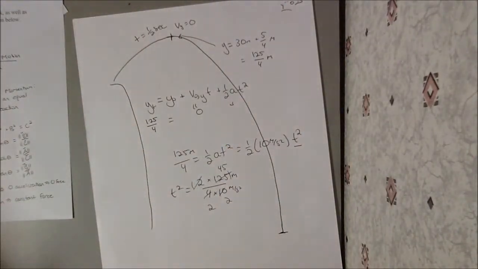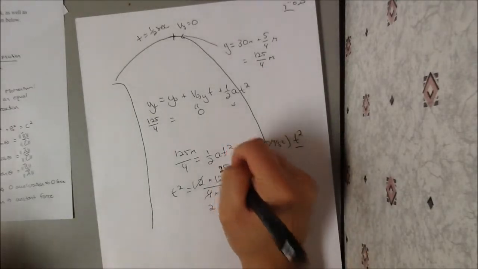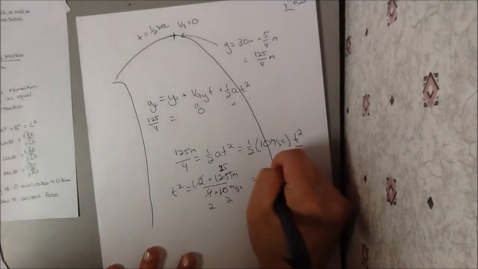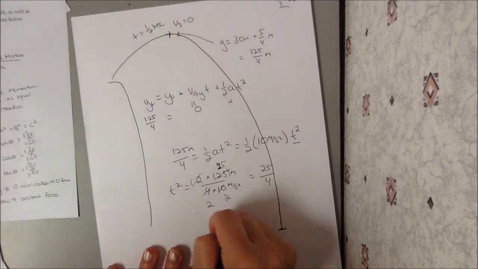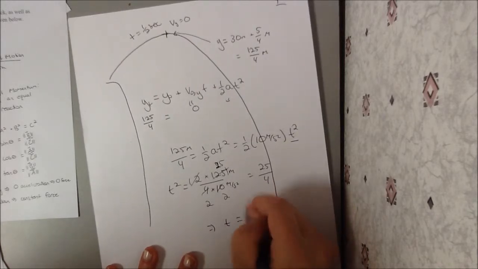Hang on. Y'all are being very patient. Thank you. It's going to be, let's see. Oh, excuse me, it's 25. I'm sorry. Yes, it's 25. So we're going to get 25 over 4, which means that the time that passes is going to be 5 halves.